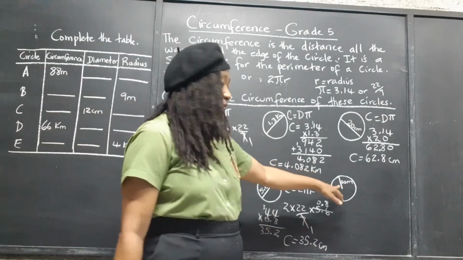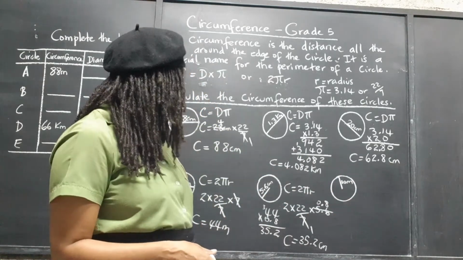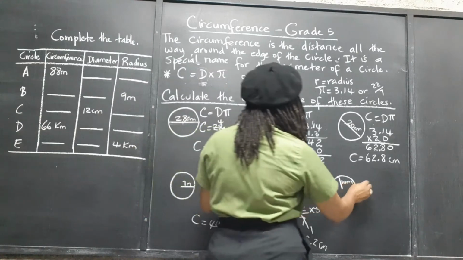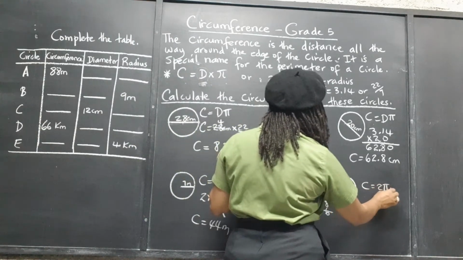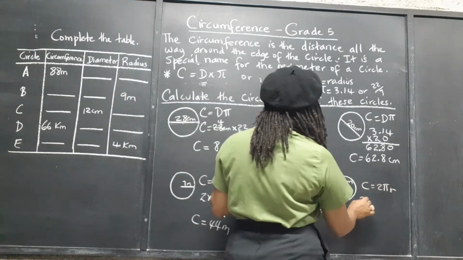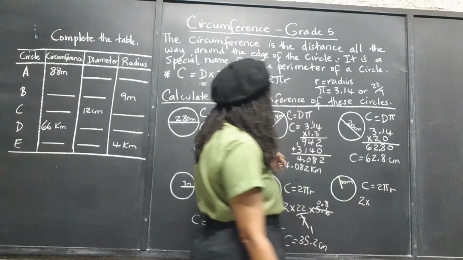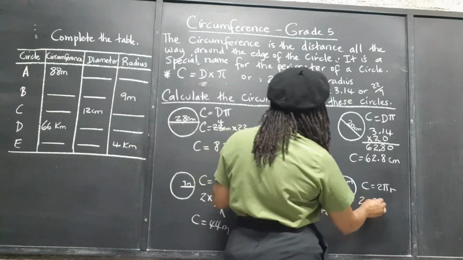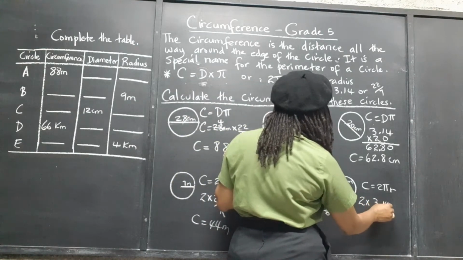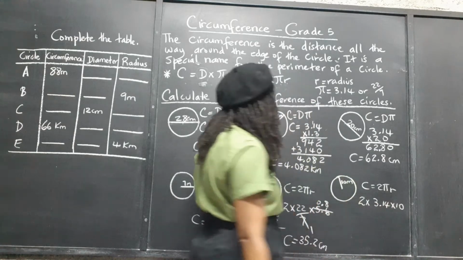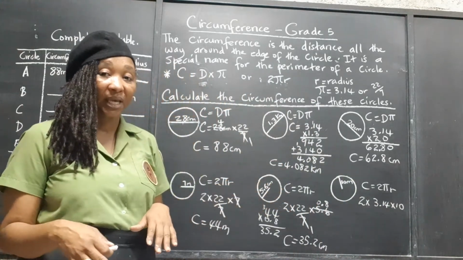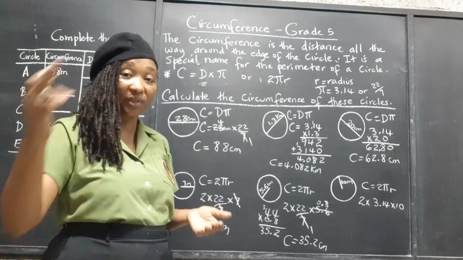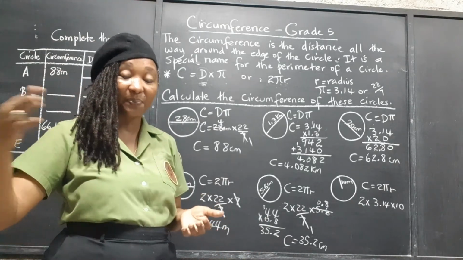So now we have the radius is 10. The radius is 10 meters. Circumference is 2 times pi times the radius. So that's 2 times, what are we using this time? Let's use the decimal. 3.14 times 10. Since we're multiplying by 10, it's easy to multiply decimals by powers of 10. We just move the decimal point that many places to the right.